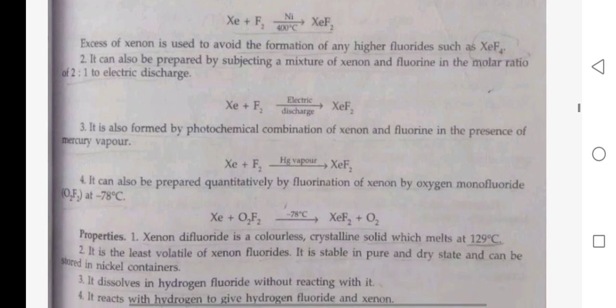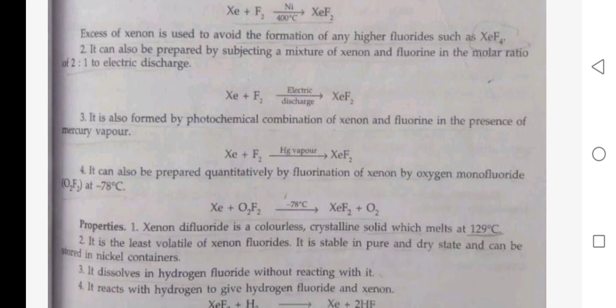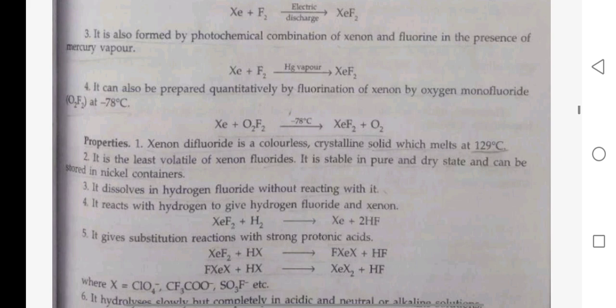It can also be prepared by subjecting a mixture of xenon and fluorine in a molar ratio of 2:1 to electric discharge. It is also formed by the photochemical combination of xenon and fluorine in the presence of mercury vapor. It can also be prepared quantitatively by fluorination of xenon by oxygen monofluoride at -78 degrees Celsius.